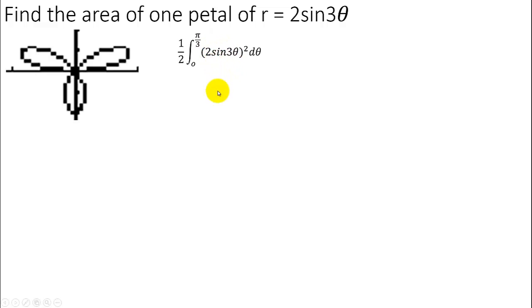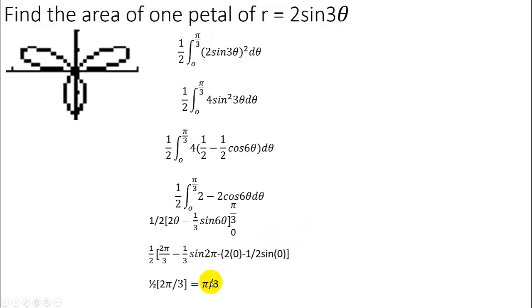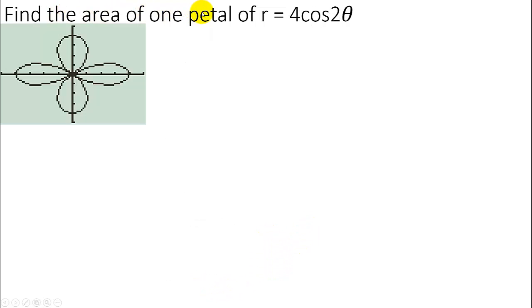Well, we have to square both the 2 and sine, so we get 4 sine squared. We replace sine squared with 1/2 minus 1/2 cosine of 6 theta now. Normally that would be 2 theta, but we already had a 3 theta here, so 3 times 2 gives us the 6. Distribute the 4 through, we get 2's, and then finally we can integrate. We're integrating from 0 to pi over 3, and when we plug the values in, we get a value of pi over 3.